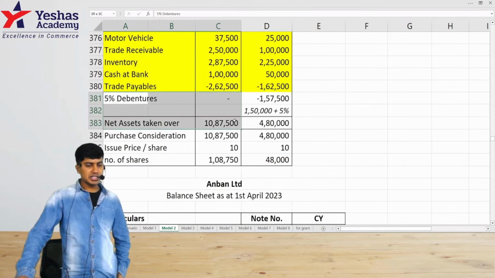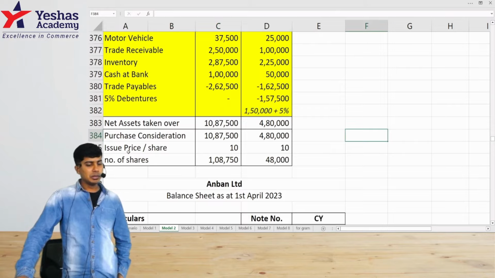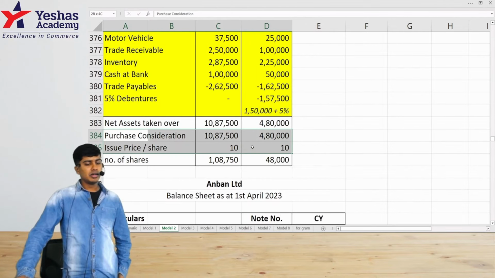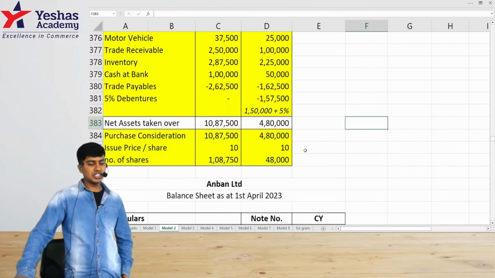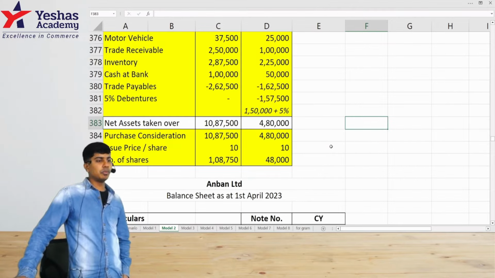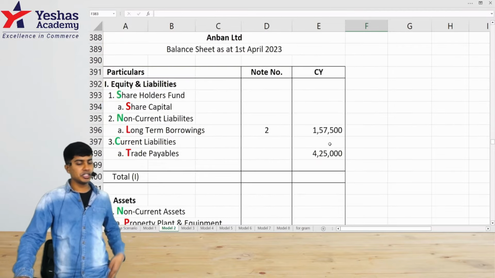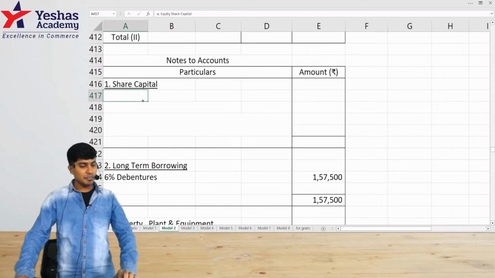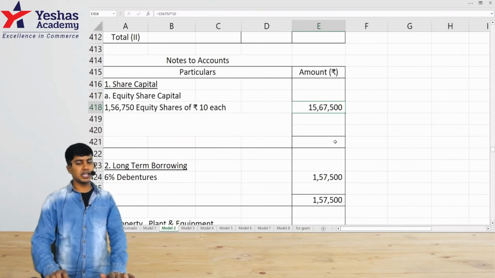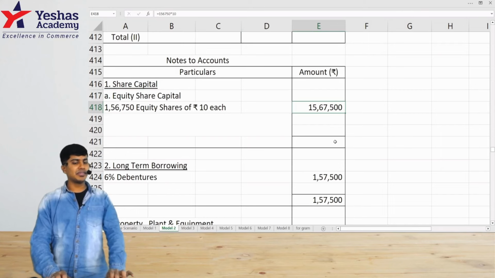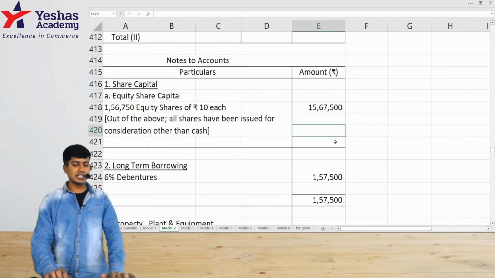What do we have after this is done? Next, the shares. What did we give? 1,08,750 shares of rupees 10 each plus 48,000 shares of rupees 10 each. Together 1,56,750 shares of rupees 10 each. 15,67,500. All the shares are issued for non-cash consideration.